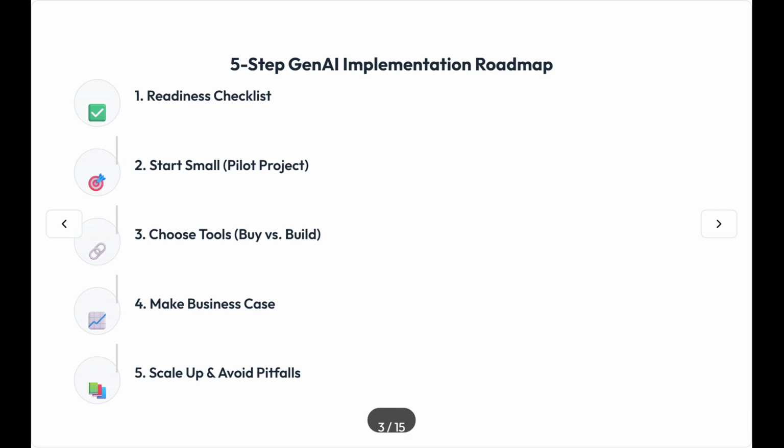Define success metrics clearly. Next, choose your tools. Buy an off-the-shelf solution, often fastest for a pilot, or build a custom solution for more flexibility. For most, buying is practical to start. Then you need to make the business case to your boss. Define the problem in financial terms. Briefly describe your pilot. State the investment. Project the financial benefit. For example, a 15% reduction in stockouts could recover $30,000 in lost sales in the first quarter. Finally, scale up and avoid common pitfalls like unrealistic expectations or data silos. Plan for ongoing maintenance. This roadmap empowers you to begin your GenAI journey.